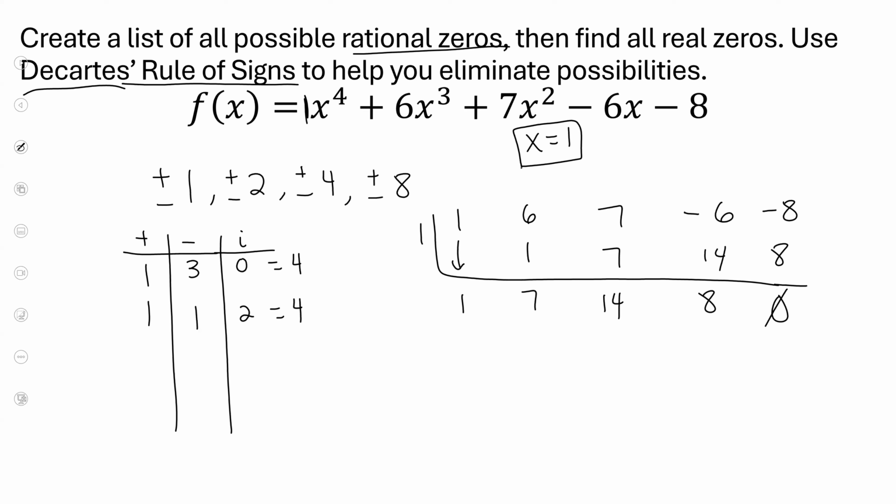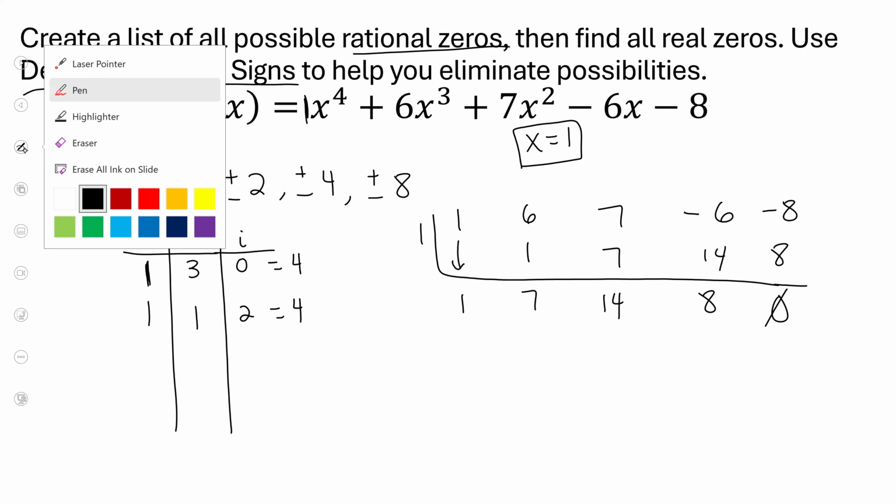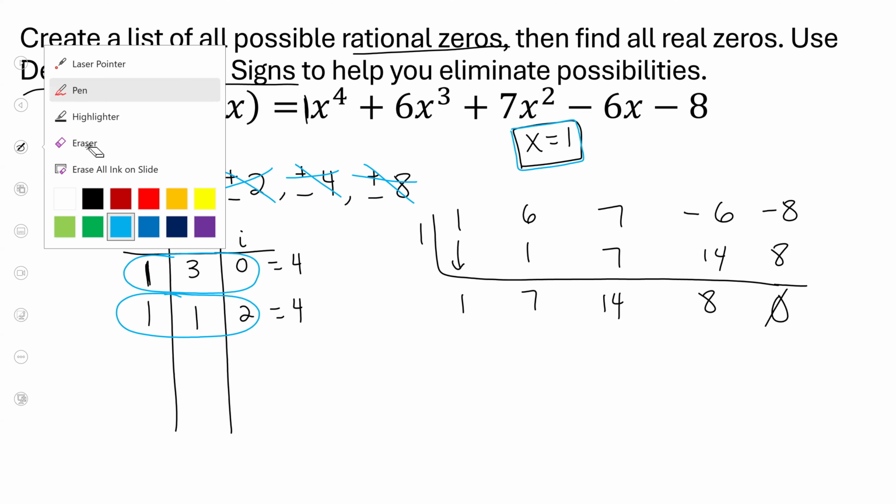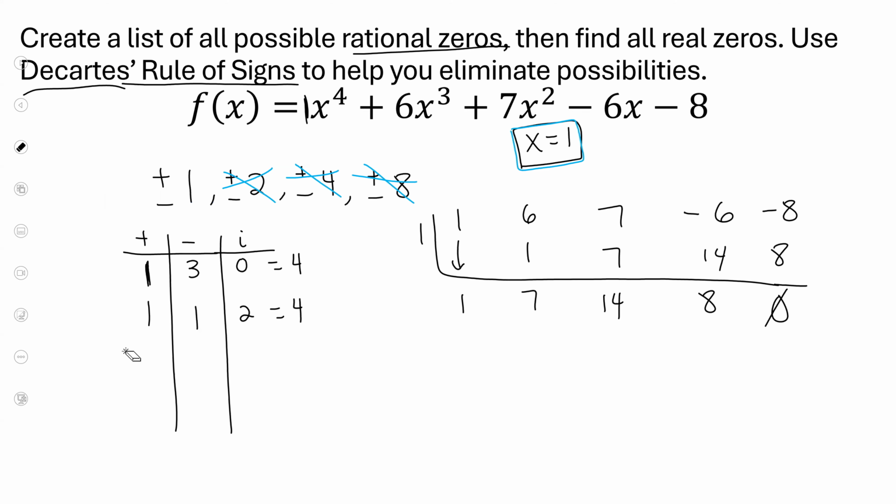Now, this is where the table comes in handy. Notice, guys, I only have 1 positive answer. So that means I don't have to test +2, +4, or +8 because I already found my 1 positive answer. That makes guessing a little bit easier. Because no matter if I have 1 positive answer, 3 negative answers, or 1 positive answer, 1 negative answer, and 2 imaginary answers, either way, I only have 1 positive answer. So I'm done testing positive ones.